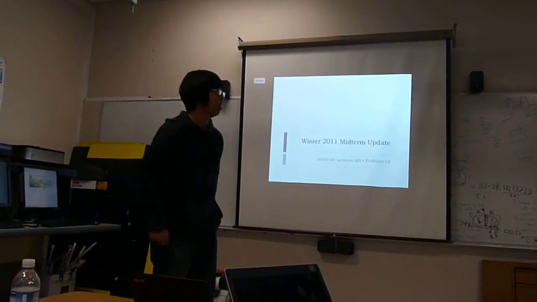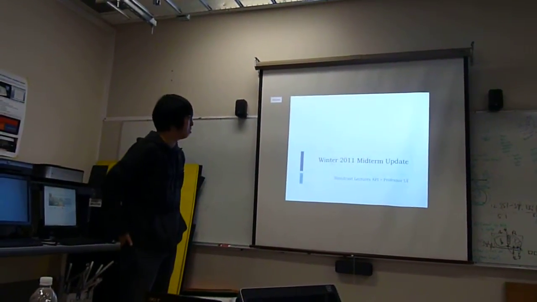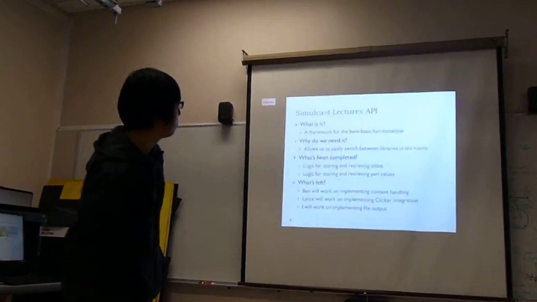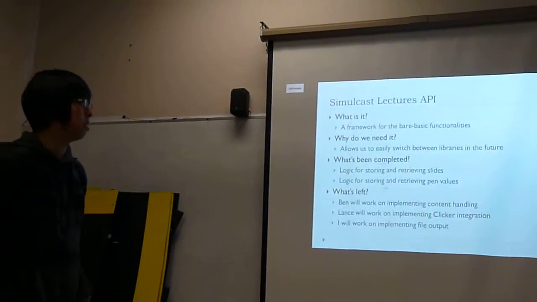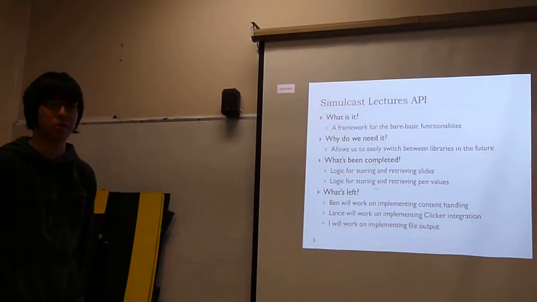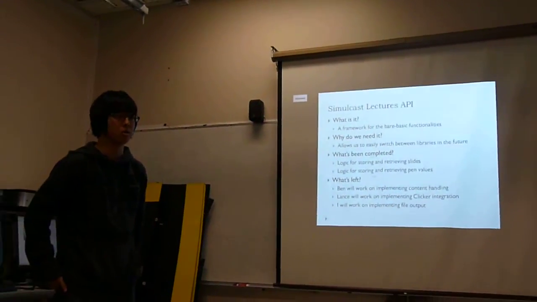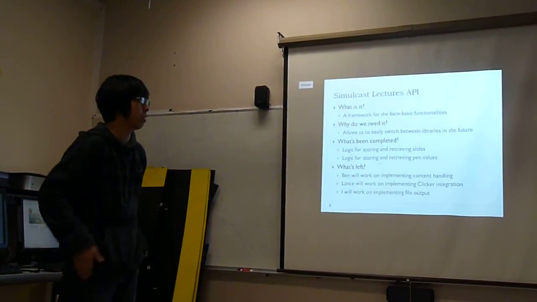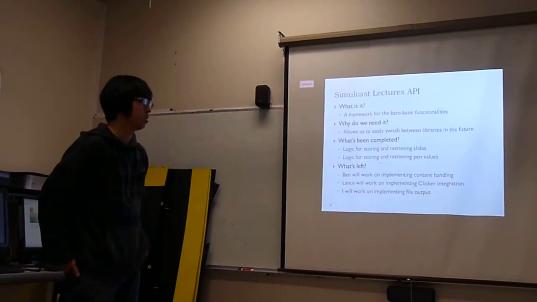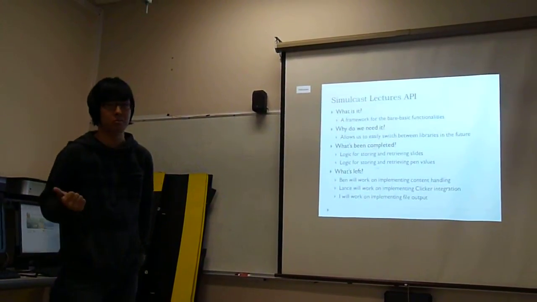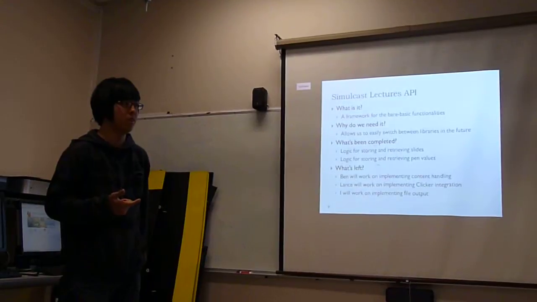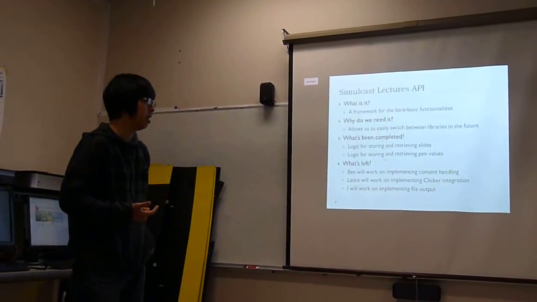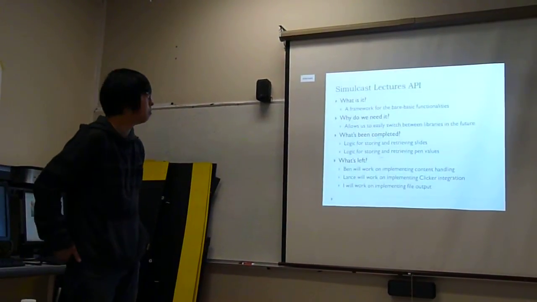Okay, so this is a midterm update for the API and the Professor UI, which is where we're coming from. So what is the API? The API is pretty much a framework for the very basic functionalities that we want in software. The reason why we needed an API, as Ken realized earlier this quarter, is because last quarter we switched from GTK to Clutter, and it involves rewriting a lot of code, and we want to prevent that in the future from happening by just having the most basic stuff already laid out.